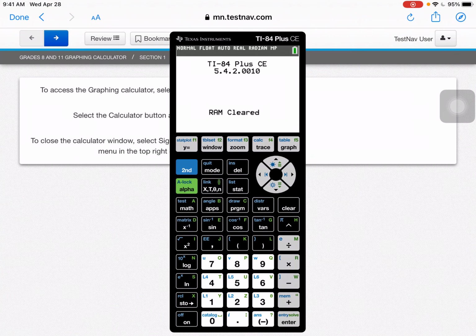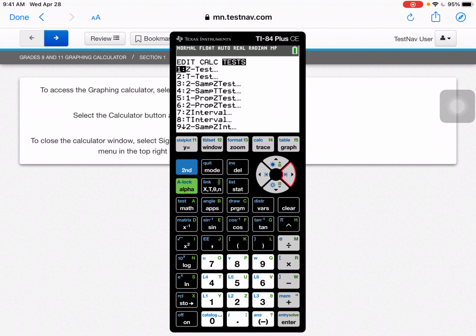So to access 2 prop z test, you hit the stat button, you go over to tests, go down to 2 prop z test, hit enter. It asks you for x1, n1, x2, n2, and then a place to put your alternate hypothesis, and then you have a calculate option and a draw option.